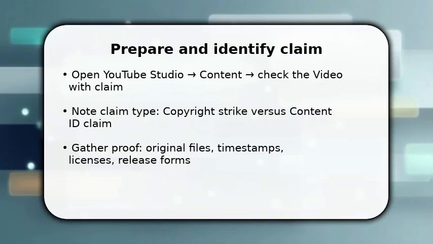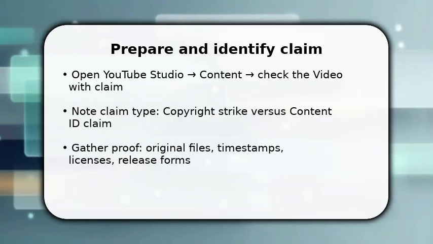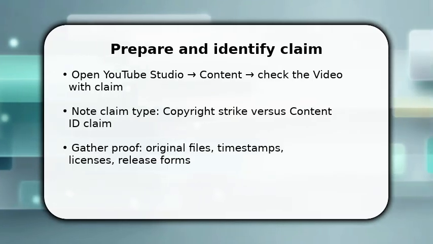You start by locating the claim in YouTube Studio. Find the exact video and read the claim details so you know whether it's a Content ID match or a copyright strike. Once done, collect evidence that proves your right to use the material: original project files, timestamps, written licenses, or release forms from contributors.